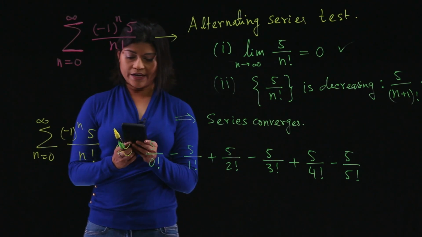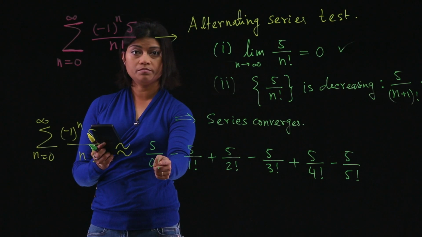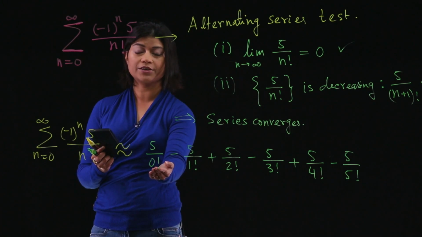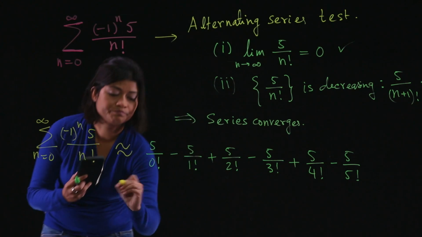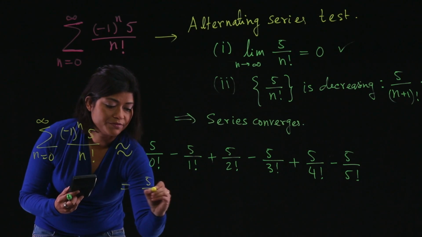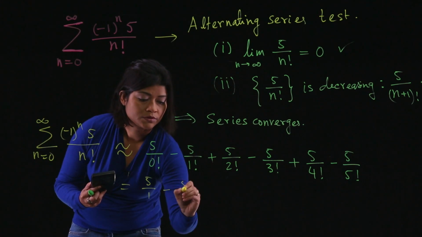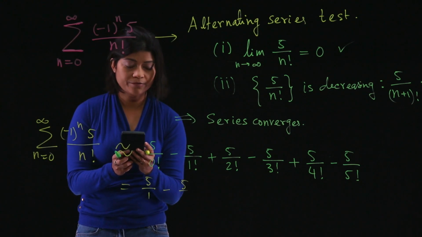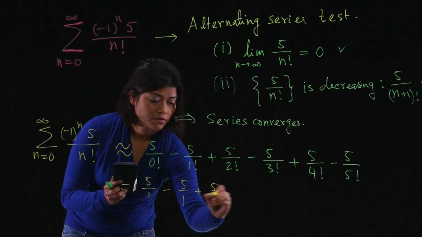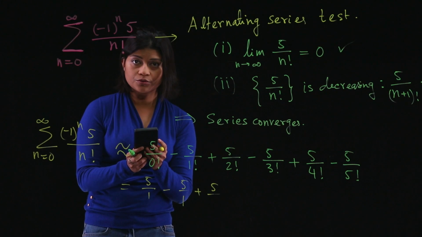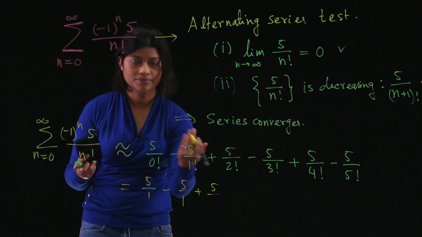Okay, so 5 divided by 0 factorial. If you want, you don't have to plug in 0 factorial. You know 0 factorial is just 1. So let's write one more step. This is 5 divided by 0 factorial, which is 1, minus 5 divided by 1 factorial, that's 1, plus 5 divided by 2 factorial. You know the definition of factorial. 2 factorial is 2 times 1, which is 2.